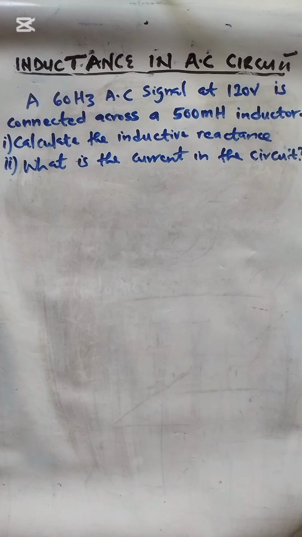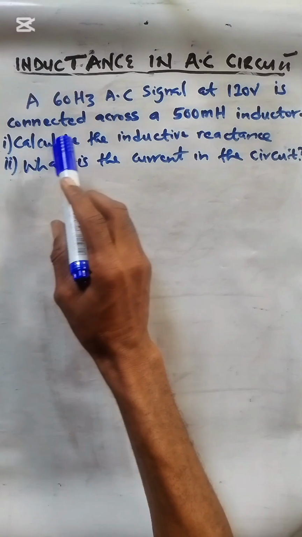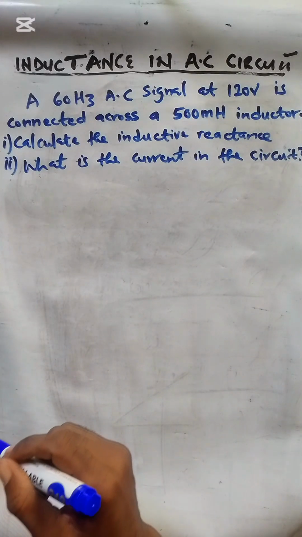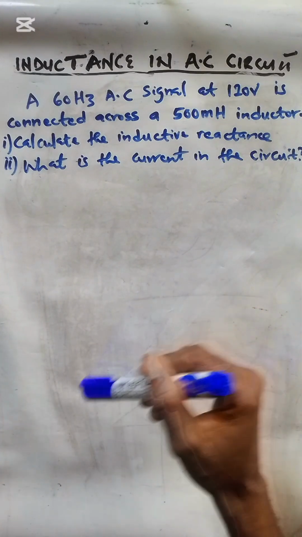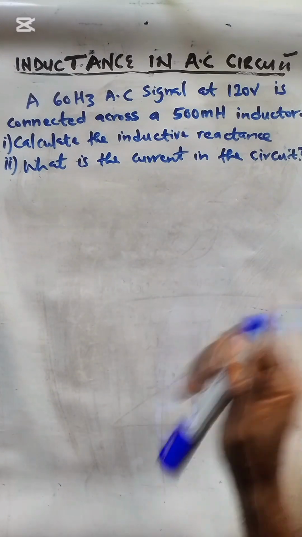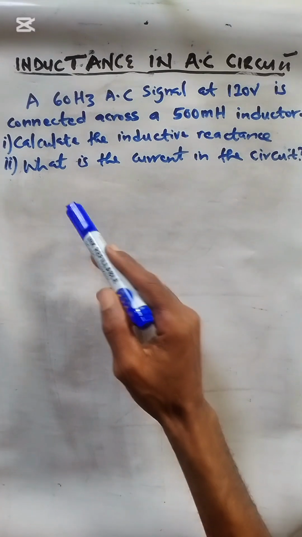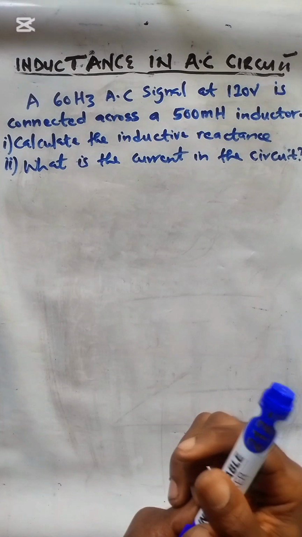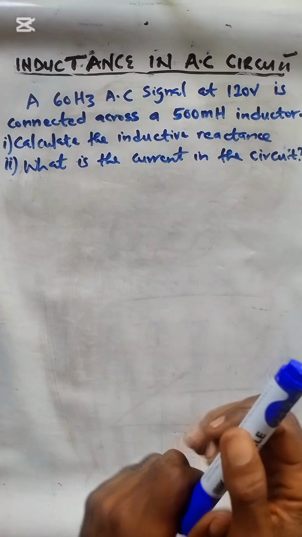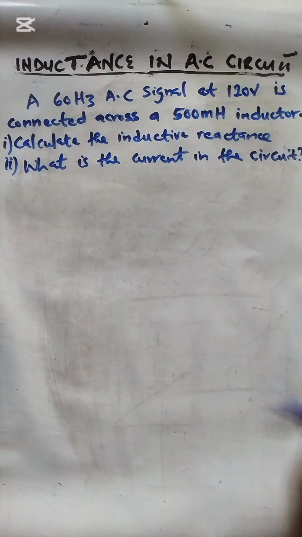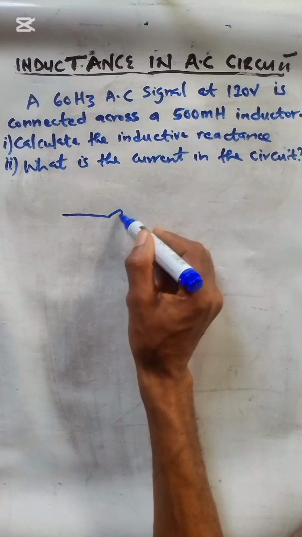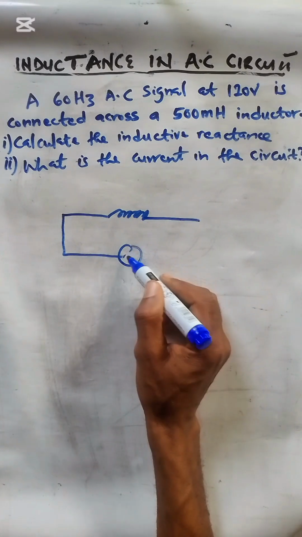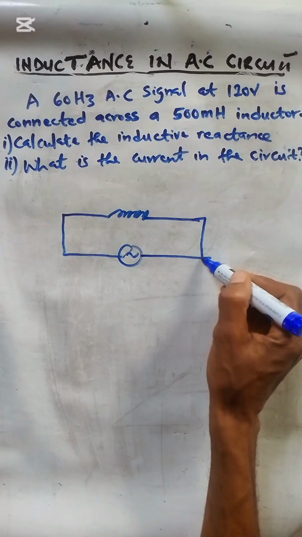So here is a question. A 60 Hz AC signal at 120 volts is connected across a 500 millihenry inductor. One, calculate the inductive reactance. Two, what is the current in the circuit? To do this, let's draw the circuit diagram for this question. That is our inductor connected to an AC source there.